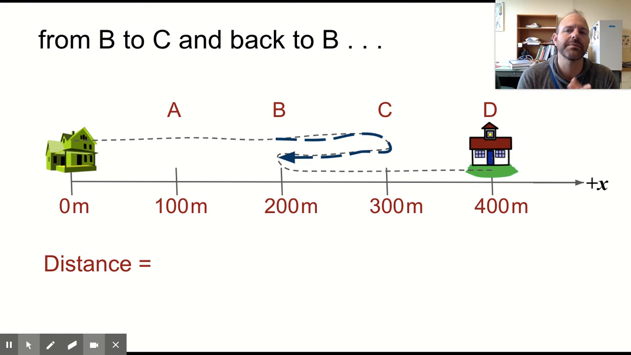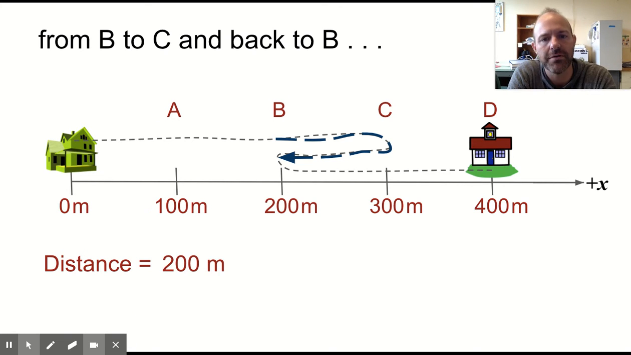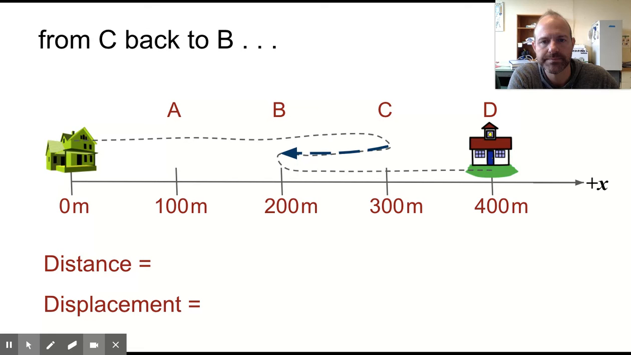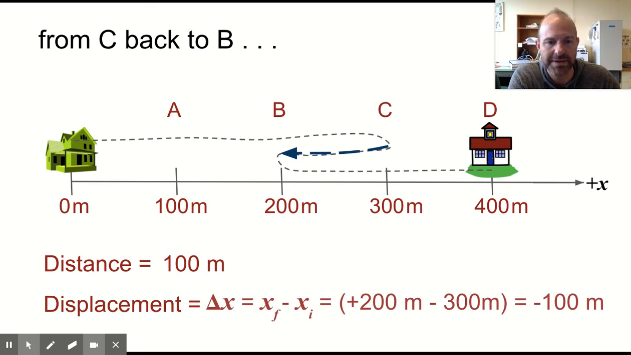We can do this for small segments. If you think about the section where you go from B to C and back to B, the distance traveled is 200 meters, 100 meters from B to C and 100 meters back. But for displacement, it's positive 200 meters and then negative 200 meters, which means our total displacement is 0 for that segment. If we talk about just from C to B, the distance is 100 meters, but the displacement is negative 100 meters. Whenever we're dealing with vectors, the sign in this case is indicating direction. Because it's one-dimensional motion, positive can be one direction and negative can be the other.